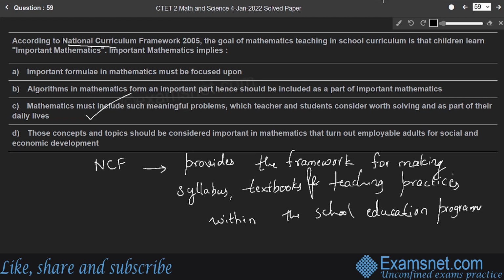So this calls for a curriculum that is ambitious, coherent, and teaches important mathematics. So here, important mathematics in the sense that students feel the need to solve such problems, that teachers and students find it worth their time and energy to address these problems, and that mathematicians consider it a mathematically worthwhile activity. Therefore, option C is the right answer.